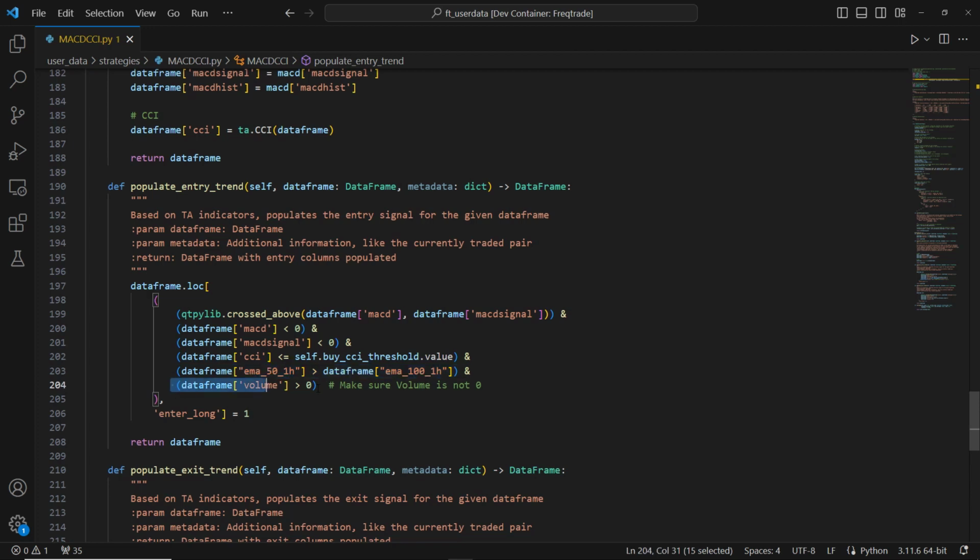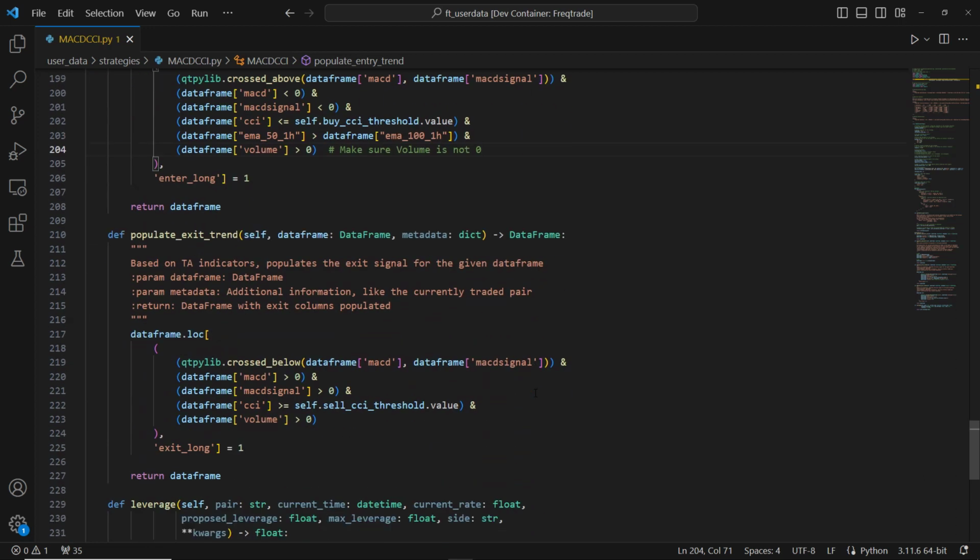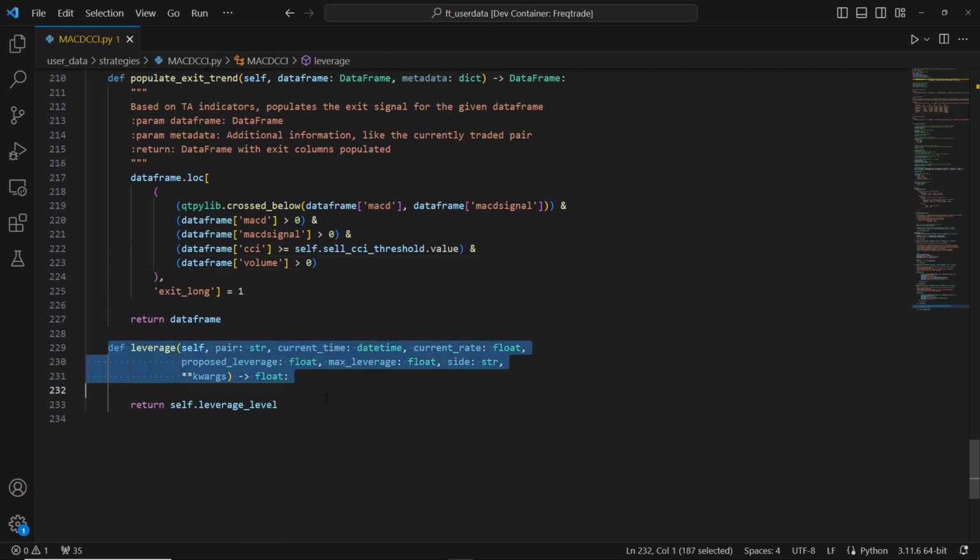Additionally, we ensure that the trading volume is above zero. In the populate exit trend, we exit the trade when the MACD crosses below the MACD signal, with both values above zero. Furthermore, the CCI should exceed the sell CCI threshold, typically near the overbought area, and the volume should be above zero. Finally, we use the leverage function to enable trading with operational leverage.